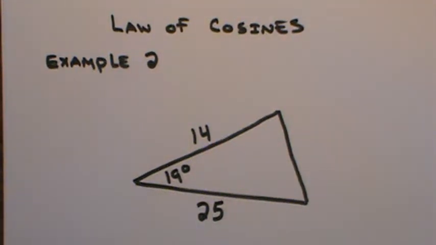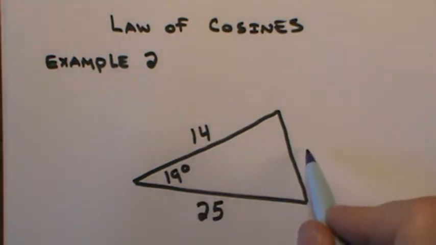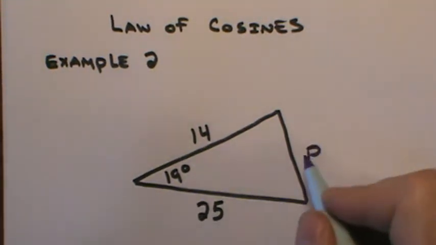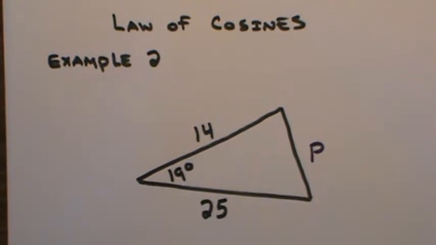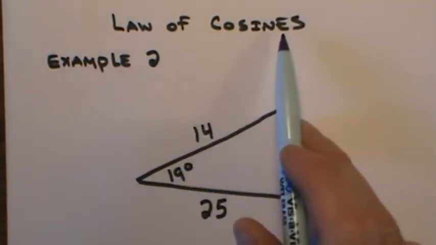A second example for the law of cosines. In this particular example, I want to know what this side over here is. So let's call it P, just to be weird. We want to find little p. Notice with the given triangle that I have a side, angle, side relationship. This is screaming to use the law of cosines.